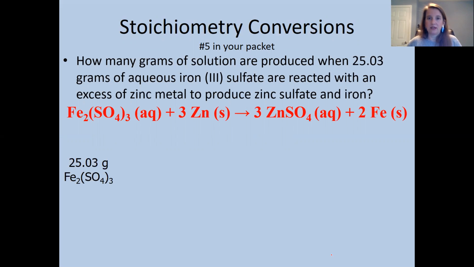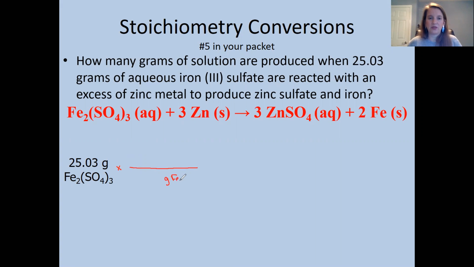And again, we always start by writing our given, 25.03 grams of Fe2(SO4)3. So let me get my annotate tool here. So since we're starting with grams of Fe2(SO4)3, we need to have grams of Fe2(SO4)3 down here at the bottom. And if we're going to be using grams, that's where we get our molar mass from the periodic table. So we have to have 2 irons plus 3 sulfurs plus 12 oxygens. And that molar mass is 399.88. And we have 1 mole of Fe2(SO4)3 here.